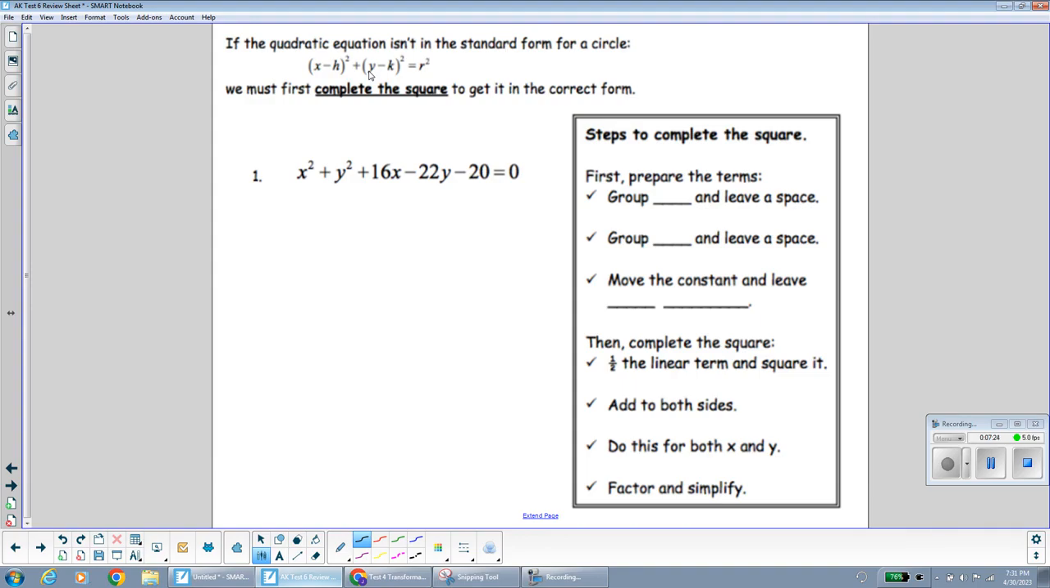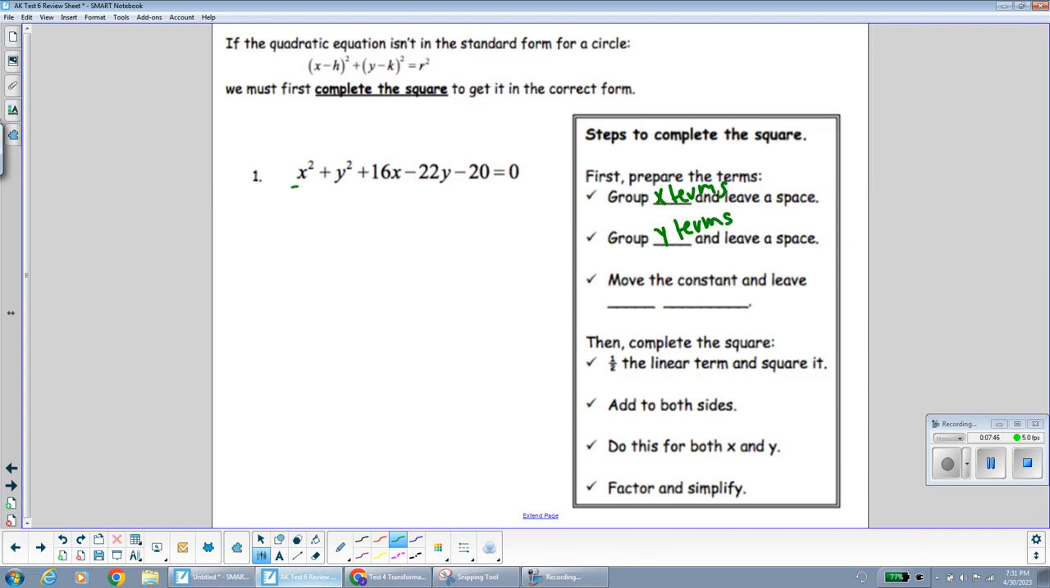The way that we're going to do that is by completing the square. Before we complete the square, we're going to have to rearrange this equation, because right now we have a lot of terms with x and terms with y that are just mixed up with each other. So the first thing we're going to do is group the x terms together and group the y terms together.